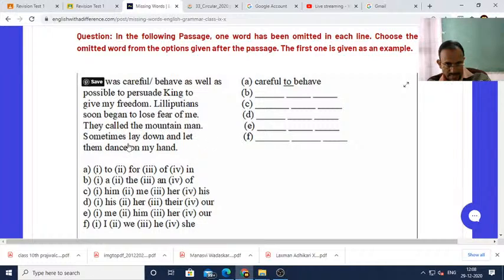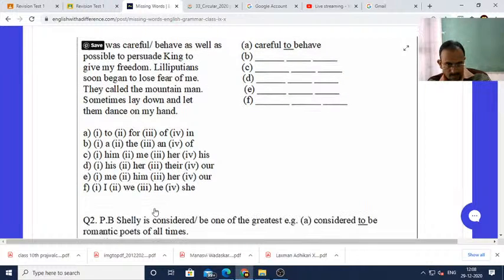Sometimes lay down and let them dance on my hand. Sometimes, number F: I, because it is talking about I. It's a first person narrative. Sometimes I lay down and let them dance on my hand. So here, sometimes they called me the mountain man. Sometimes I lay down and let them dance on my hand. So number F should be I.